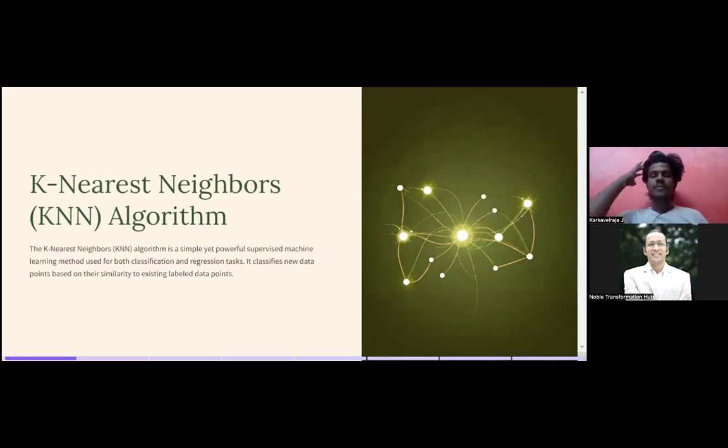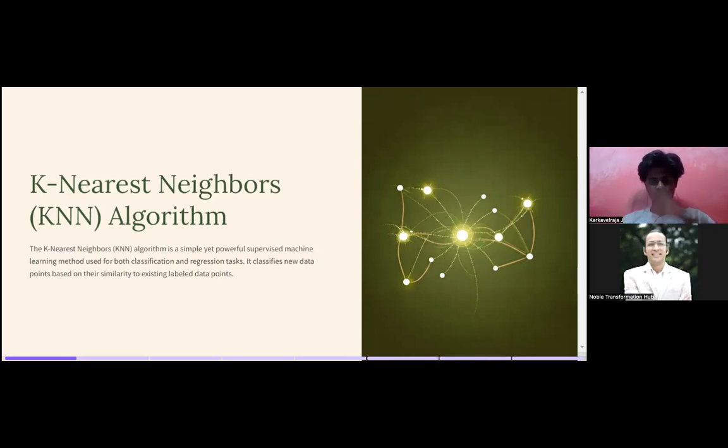So, K nearest neighbors, the KNN algorithm. Usually, if you see, there's a meaning in the name. This algorithm is a powerful algorithm, simple, but it will always look at the nearest neighbor. By the name, you need to observe.